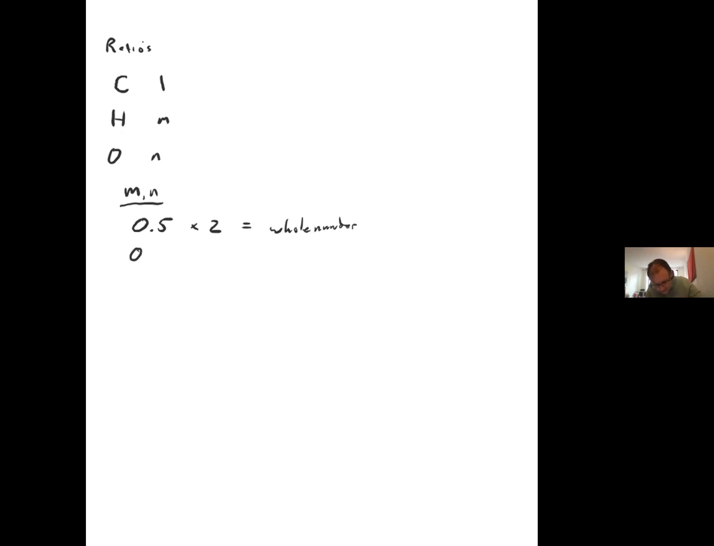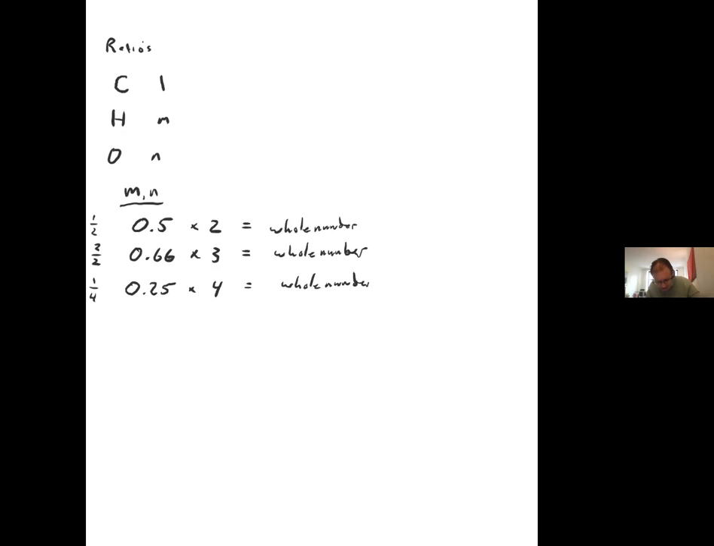If you have 0.66, multiply it by 3, and that will give you a whole number, right? The reason that works is 0.5 is really a half, and 0.66 is really 2/3, okay? If you get 0.25, multiply this by, well, think about it. What is 0.25? 0.25 is 1/4. So multiply by 4, and that will give you a whole number.